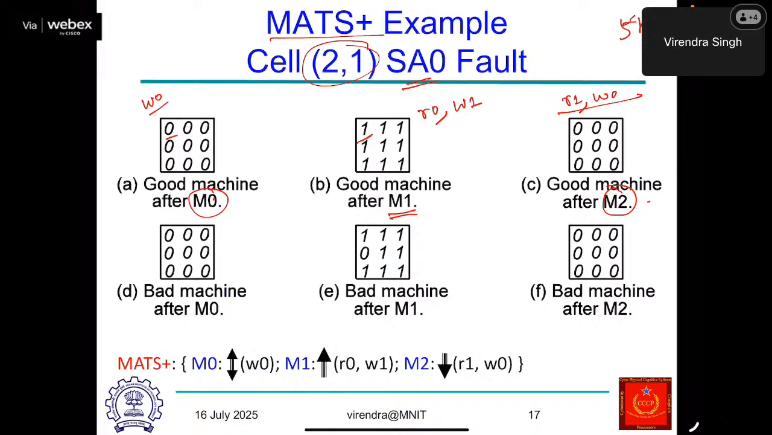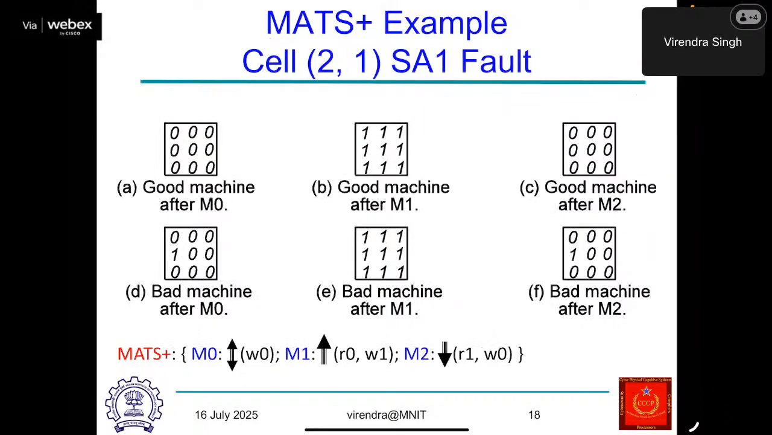And keep in mind that if I augment Mats to Mats plus, it can also detect all the address decoder faults. So now I'm reading whether it has 1 or not. So the good machine is supposed to give me this 1.